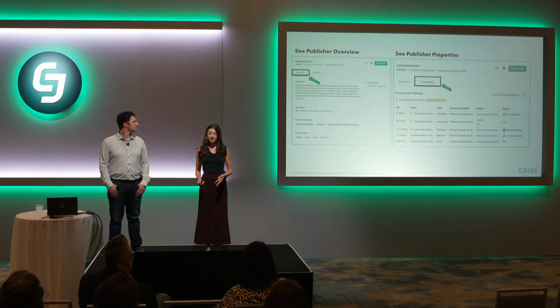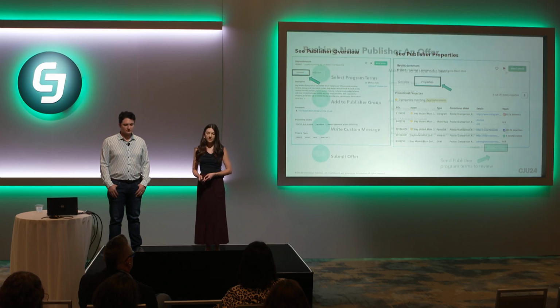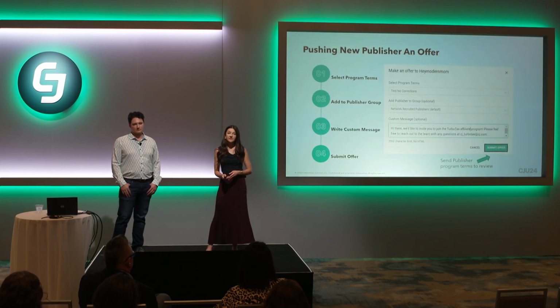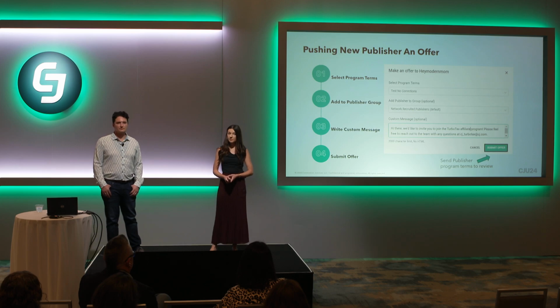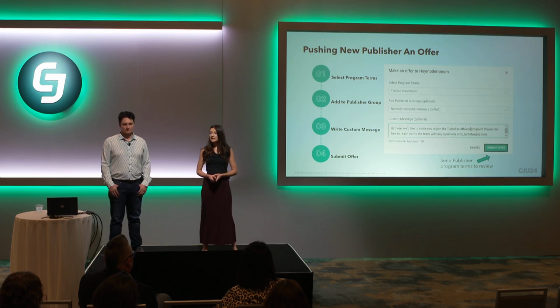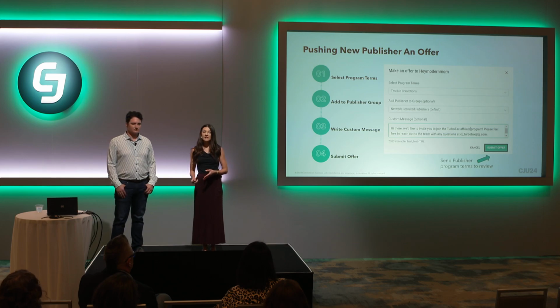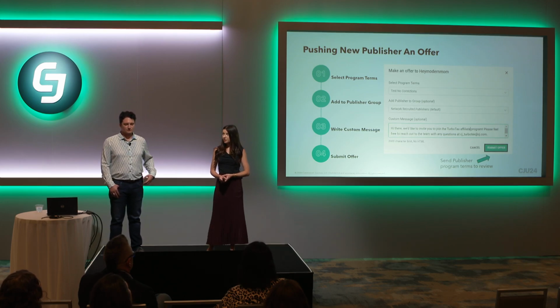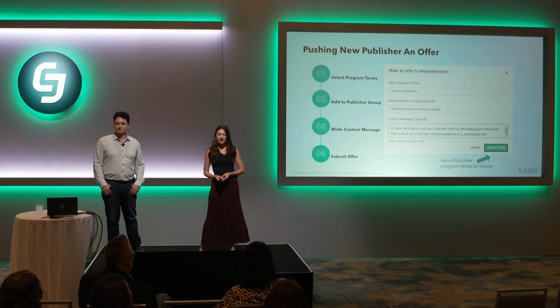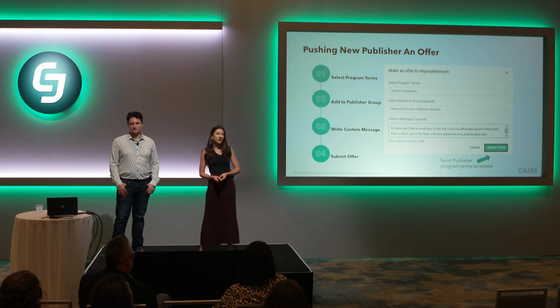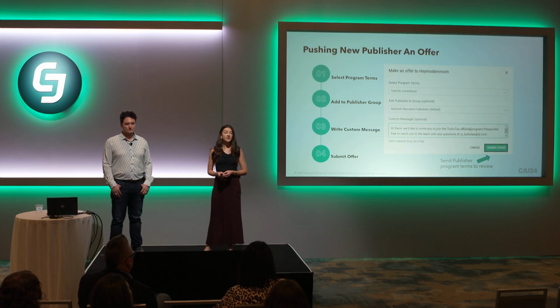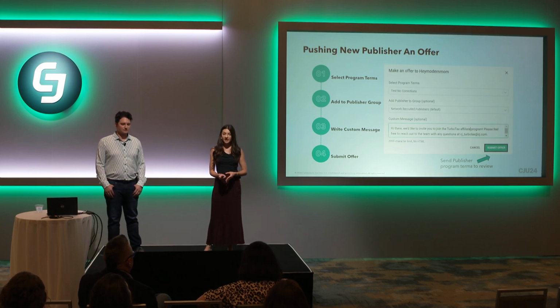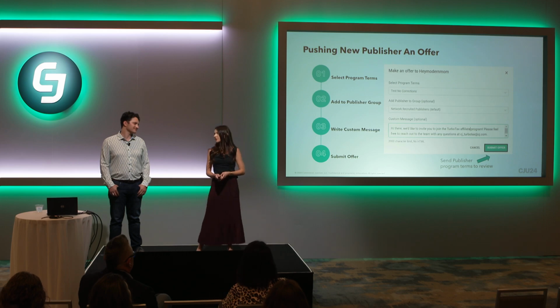And if I do deem they're a fit, I'll go ahead and make them an offer. And in this view, you're able to kind of customize what that offer looks like for that publisher on the spot. So it does default to the default program terms, but again, you can select a different program term as you see fit. And again, you can add them to a publisher group. It is default to the network recruited publishers. And then finally, you can customize that message to the publisher, and then you'll click submit, and then the publisher has this application or pending offer to accept to join your program.